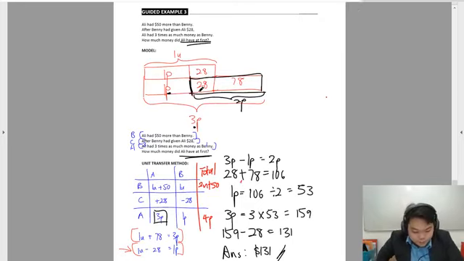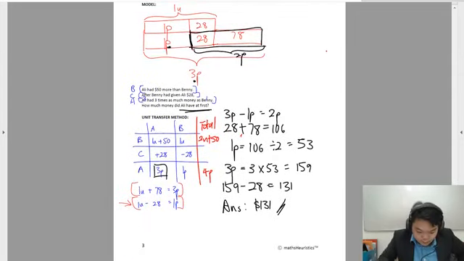Based on the drawing, and you also take 1p, 53 plus 28 plus 50. Yeah, it can be done also.